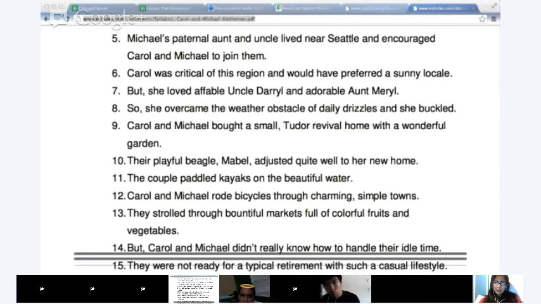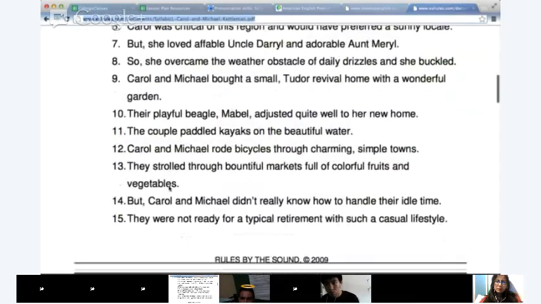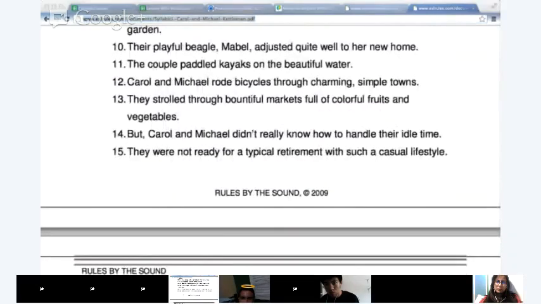Carol and Michael rode bicycles through charming, simple towns. Go ahead, Alejandro. Carol and Michael rode bicycles through charming, simple towns. Okay. Carol and Michael rode bicycles through charming, simple towns. Okay. So, bicycles. Yep. Good, good, good.